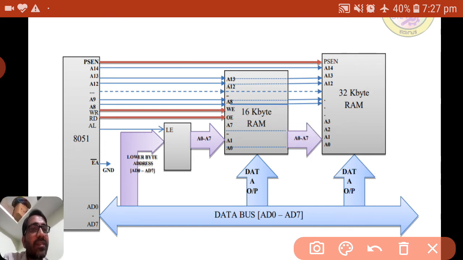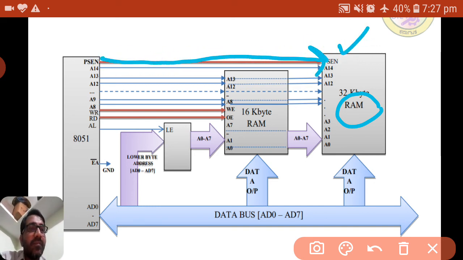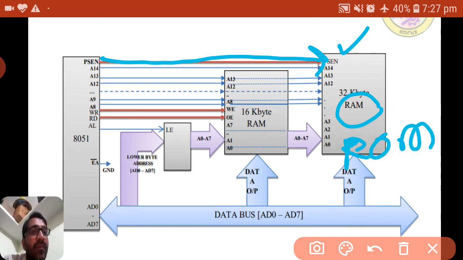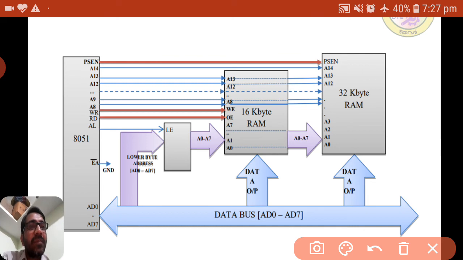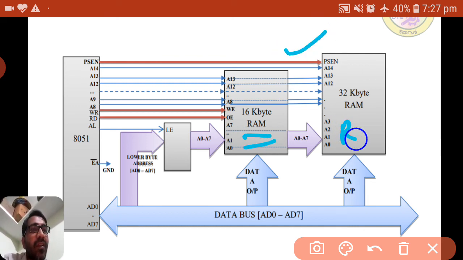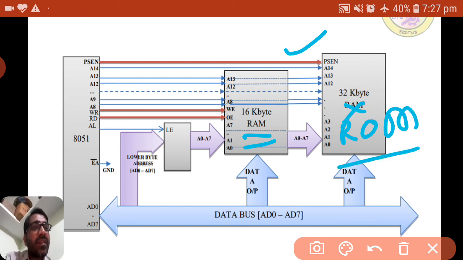Why is read write not connected here? It is not RAM here, they have used PSEN. You can see here PSEN. It must be ROM here, because PSEN is here, and they have already interfaced RAM. So this 32k is ROM, and the diagram is labeled wrong here. Because it is ROM, they have used PSEN.